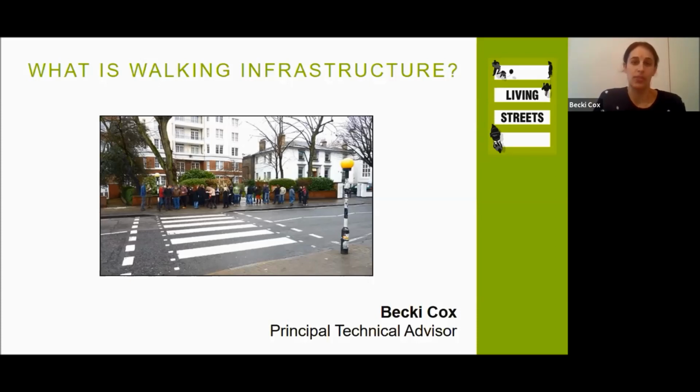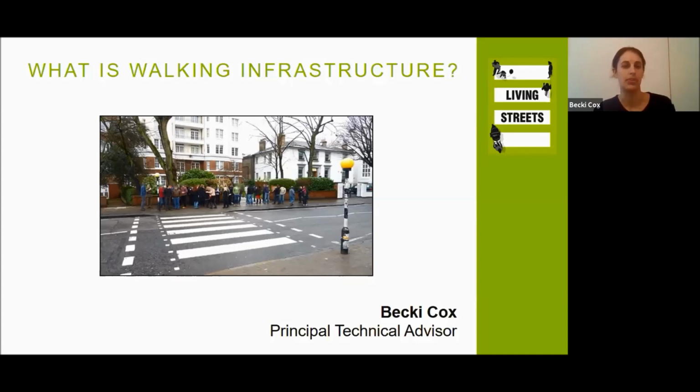So what is walking infrastructure? These are the sort of things I think that we might understand as walking infrastructure. Things like footways, crossings, different types of crossings, tactile, dropped curbs, that sort of thing. This is maybe a relatively basic level of walking infrastructure, but it is the absolutely fundamental blocks of creating walkable places. But just moving on a little bit from that to think about perhaps the broader picture.